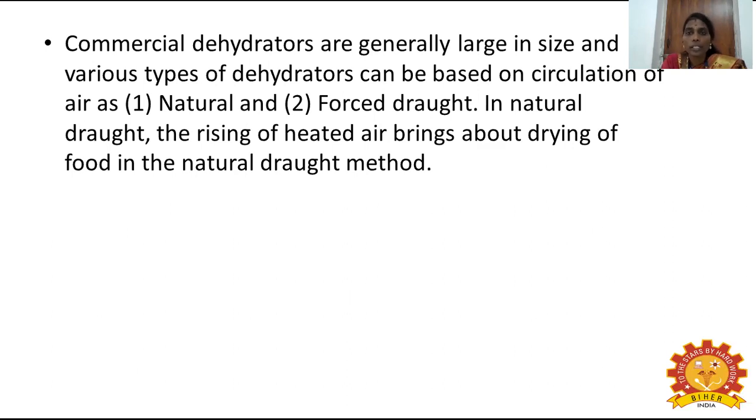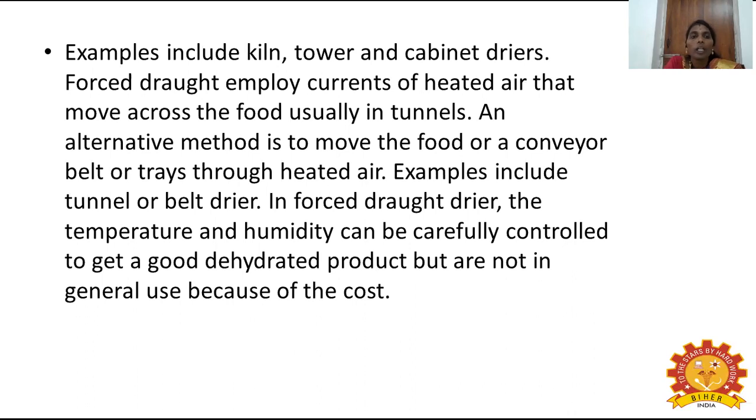Commercial dehydrators are generally large in size, and there are various types of dehydrators based on circulation areas: natural and forced draught. In natural draught, the rising of heated air brings about drying of food. Examples include kiln, tower, and cabinet dryers. Forced draught employs currents of heated air that move across the food, usually in tunnels.